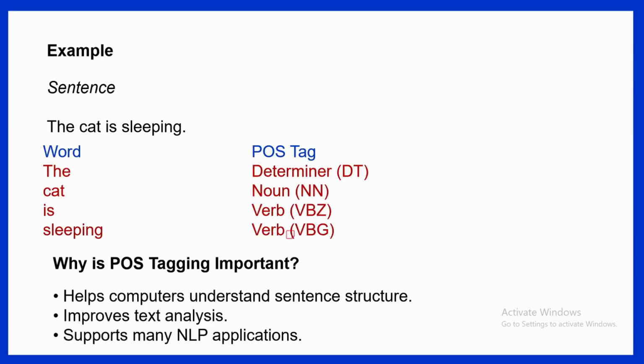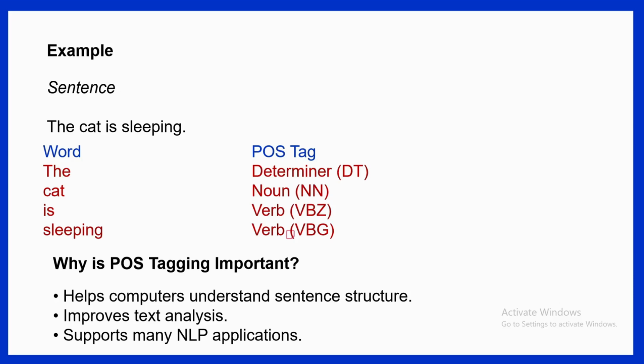So let's look at the example given in the slide. The sentence is, the cat is sleeping. Now let's identify the role of each word. The is a determiner. It is represented by the tag DT. Cat is a noun represented by NN. Is is a verb represented by VBZ. Sleeping is also a verb in its present participle form represented by VBG. So by assigning these tags, the computer understands not only the words but also their grammatical function within the sentence.